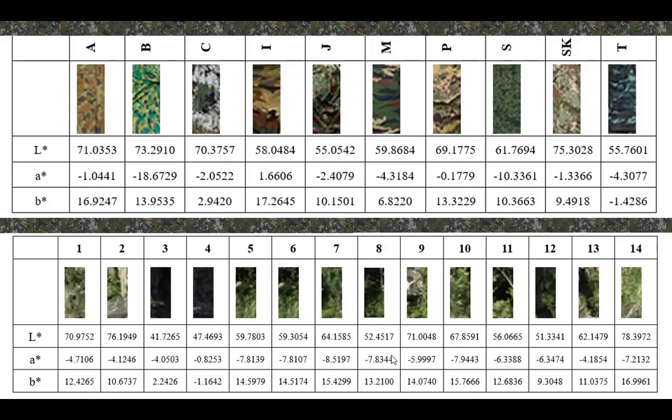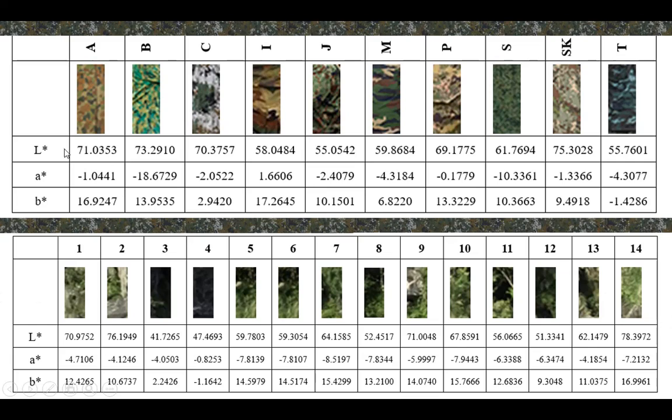Results and discussion. So this is 10 different camouflage that I use. This is just the name. I just give the names A, B, C, I, J, M, P, S, SK, and T. And I evaluated all of these camouflage in these 14 different backgrounds.